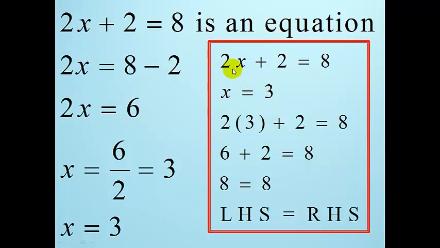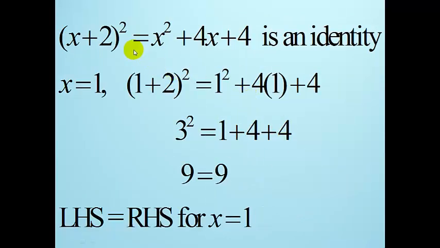So this equation 2x plus 2 equals 8 is only true for x equals 3 and no other number. Now let's consider this identity. (x plus 2) all squared equals x squared plus 4x plus 4. When you expand (x plus 2) all squared, you will get x squared plus 4x plus 4. And this is an identity.